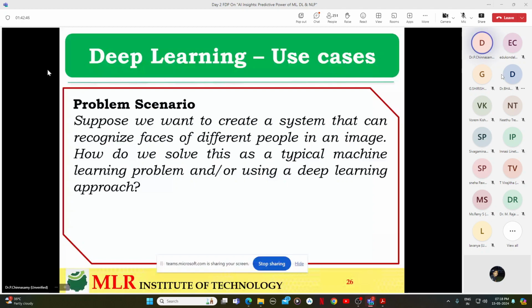In an ML model, what will be our input? Any ideas from a participant? For a deep learning face recognition application, what could be our input and what could be our output by using an ML model? It's image. Yeah, it could be an image. Any others? Any other?